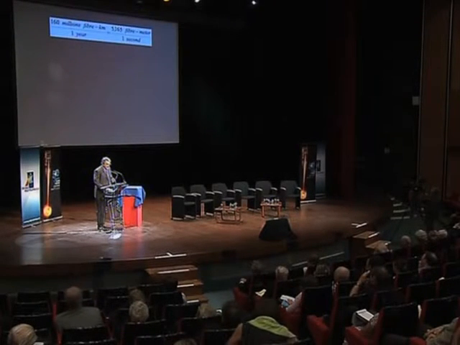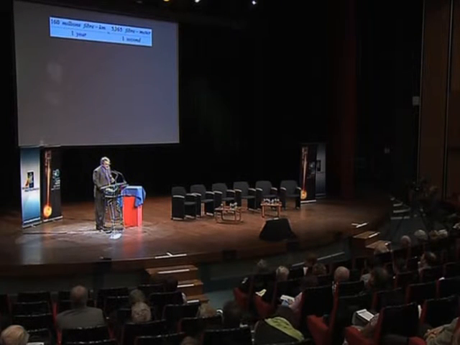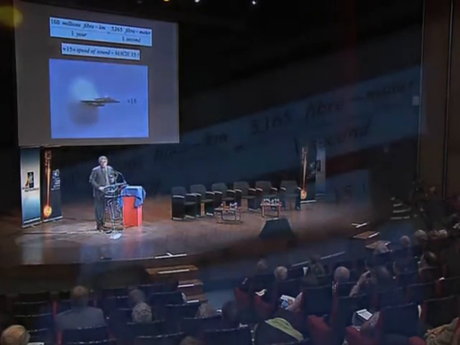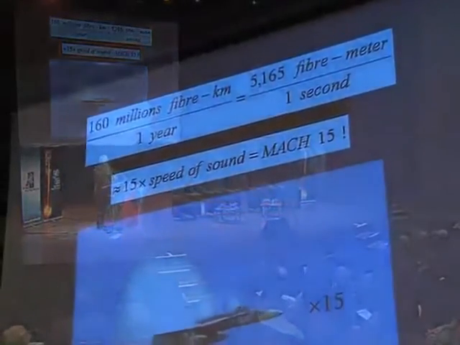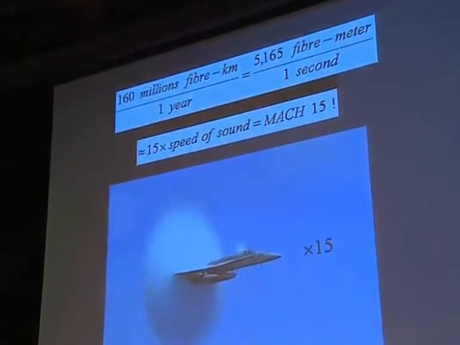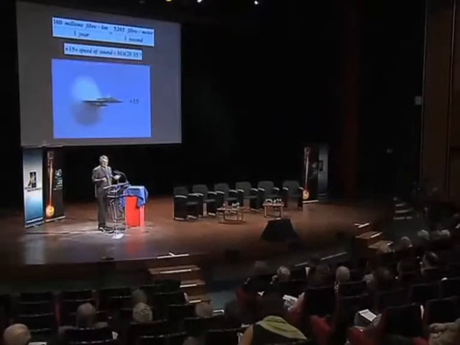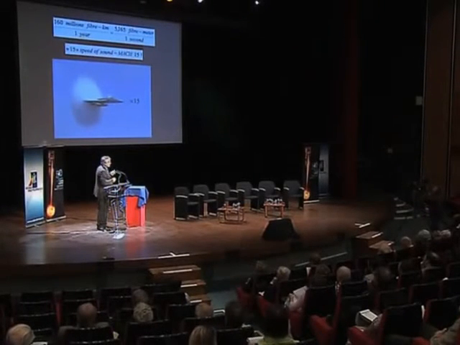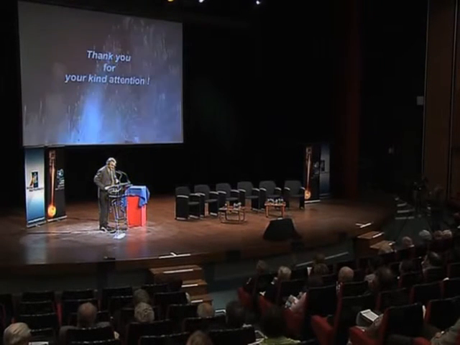A simple calculation to make, and that will be the final punchline. 160 million fiber kilometers in 1 year, that's 5,000 meters per second, and that's 15 times the speed of sound. That is, annually, the fiber is produced at 15 times the speed of sound. So that gives you an idea of how much we are going to be connected with fibers next year, next 10 years, next 1,000 years. And on that note, I thank you very much for your attention.